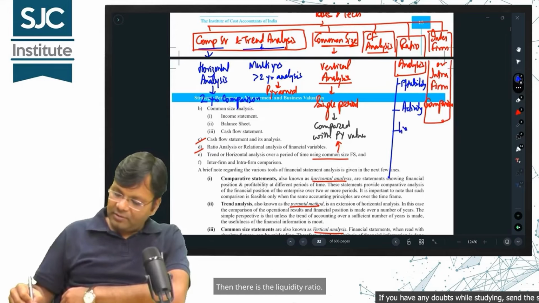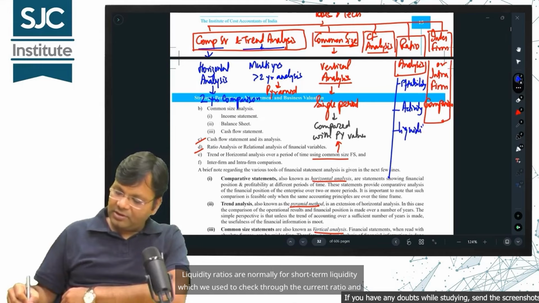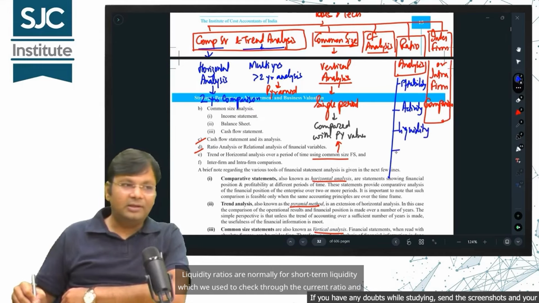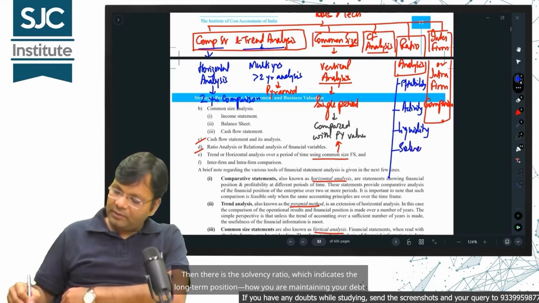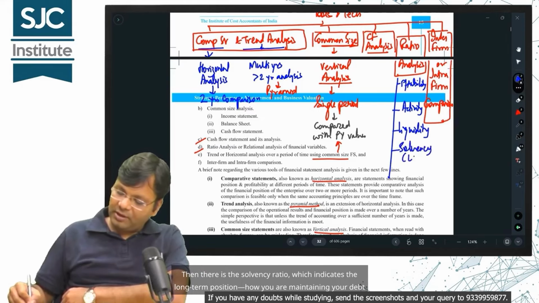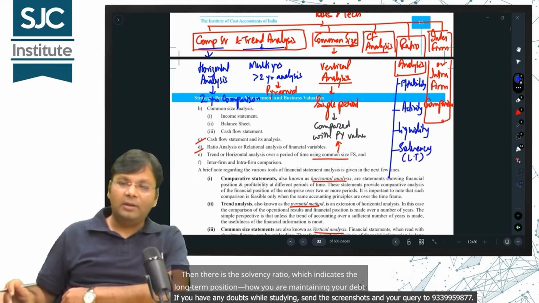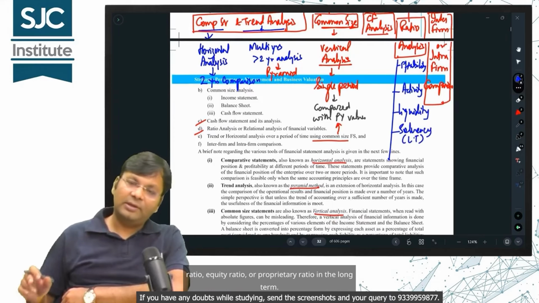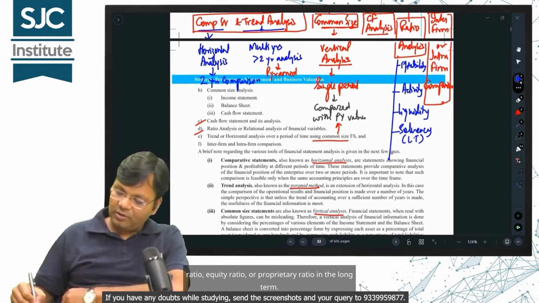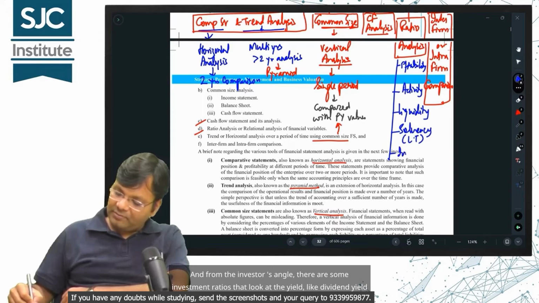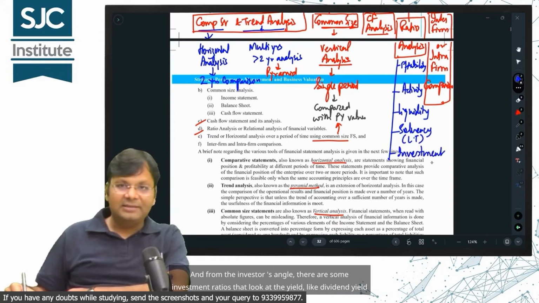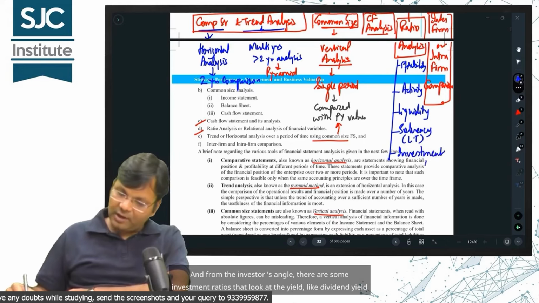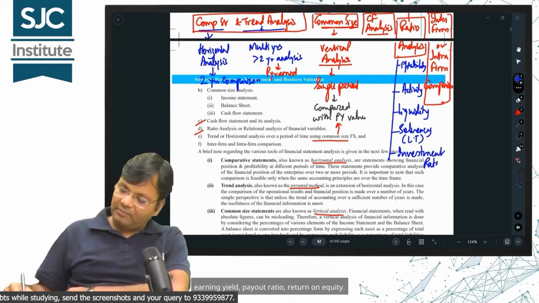Then there is the liquidity ratio. Liquidity ratios are normally for short-term liquidity, which we use to check through the current ratio and liquid ratio. Then there is the solvency ratio, which indicates the long-term position, how you are maintaining your debt ratio, equity ratio, or proprietary ratio in the long term. And from the investor's angle, there are some investment ratios that look at the yield, like dividend yield, earning yield, payout ratio, return on equity.